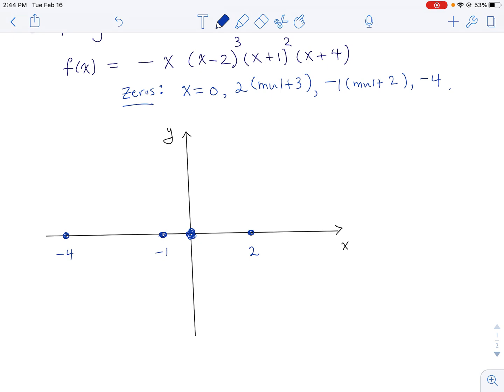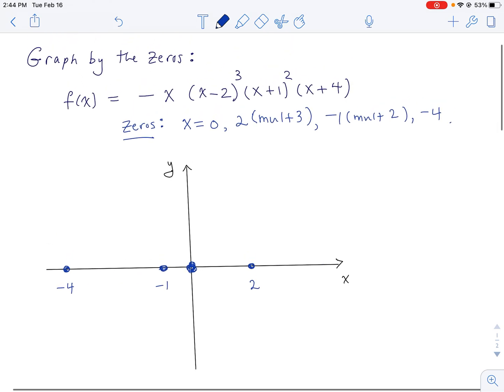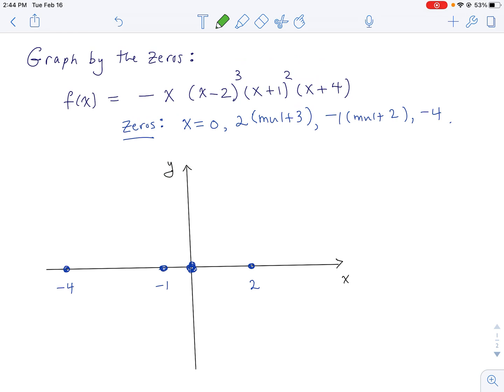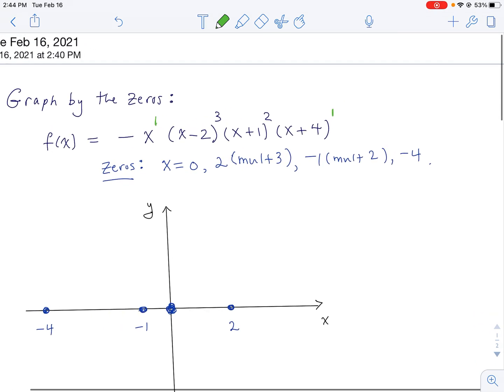And of course, this is a rough sketch. It's not to scale. You can see I don't have a grid. In fact, I don't even have all those little hash marks on my axes. And that's okay. The next thing we do is look at the degree, and we get the degree by just adding up the exponents, which is the same as adding up the multiplicities. You can see here I have 1, 3, 2, and 1, and if I add that up, I actually get 7. So this is 7th degree.